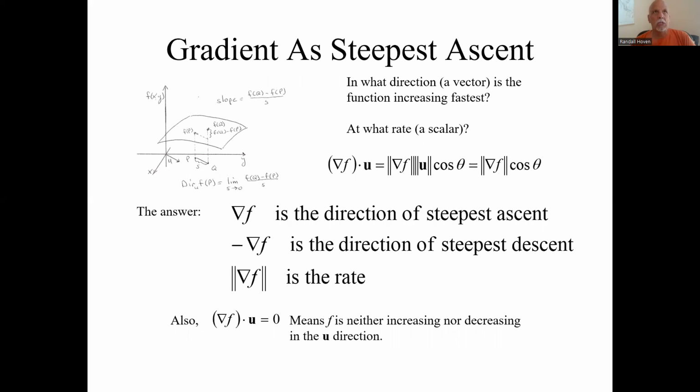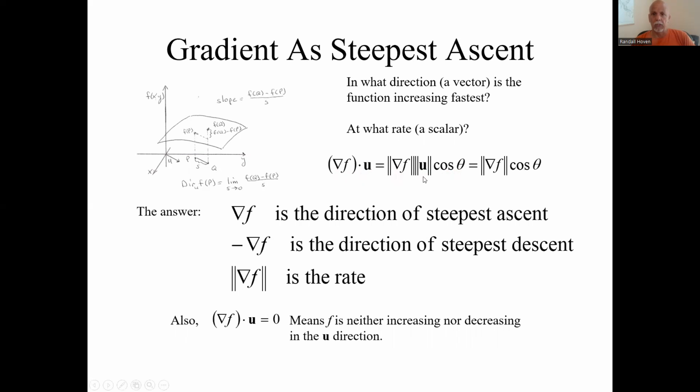What would be the direction where the function increases the fastest, the steepest ascent? And what is the rate of that? Well, here's the directional derivative. We want the u where it's increasing the fastest. Remember, there's another form of a dot product. It's the product of the magnitudes of the two vectors being dotted, times the cosine of the angle between them.